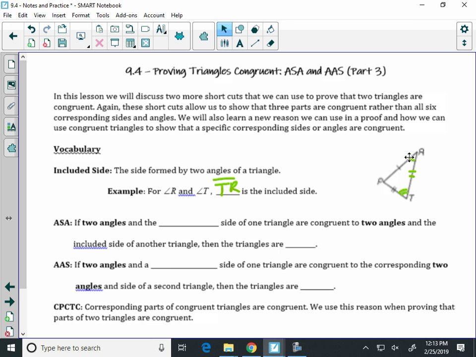The third shortcut we are going to talk about is angle, side, angle. Meaning, if two angles and the included side, so the side in between them, of one triangle are congruent to two angles and the included side of another triangle, then those triangles are congruent. So something like this. You have an angle, a side, and an angle. Angle, side, angle. Two angles with a side in between. Similar to side, angle, side, but reverse.